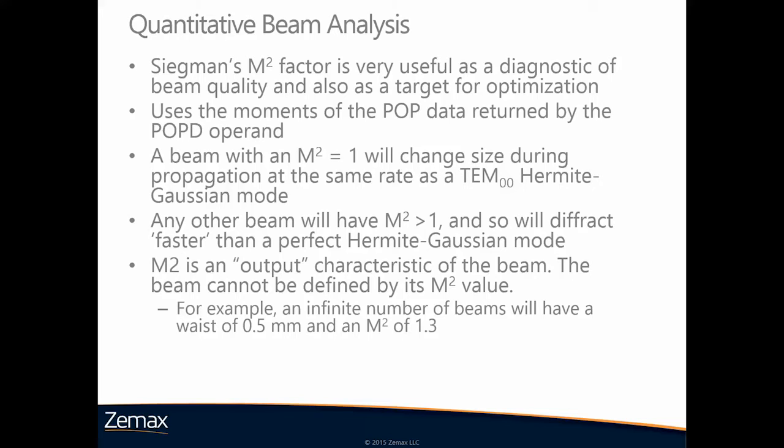And M² is a so-called output characteristic. The beam can't be defined by its M². So there's an infinite number of beams that have a waist of 0.5 millimeters and an M² of 1.3. So you can't uniquely define a beam with its M², but you can measure the quality of any beam with its M².